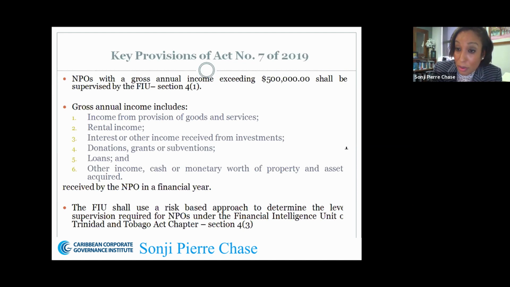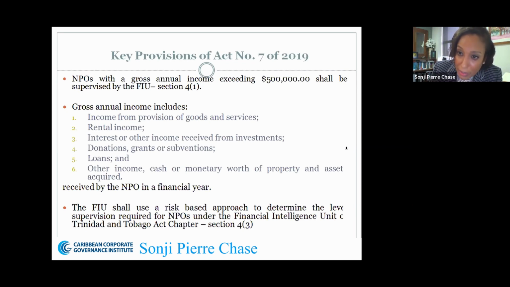You might think it's just from the services that you provide. No. If you own a building, there are a lot of charitable organizations that own buildings and you're renting out parts of that building, the rental income counts. If you have investments, you have received money and you invested it, wherever you have it, and you earn an interest on that investment, that is your income. If you get any donations or subventions from the government or any corporate entity, that is income. If you get loans from any contributions, that is income. If you get any kind of monetary benefit, all of that amounts to your income.